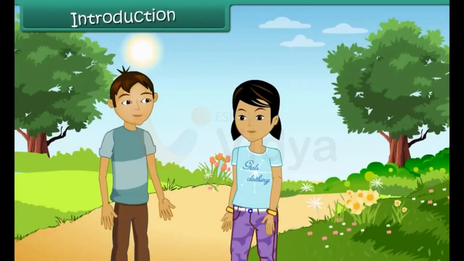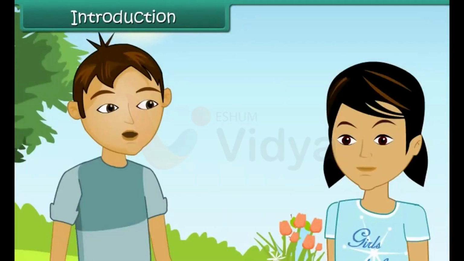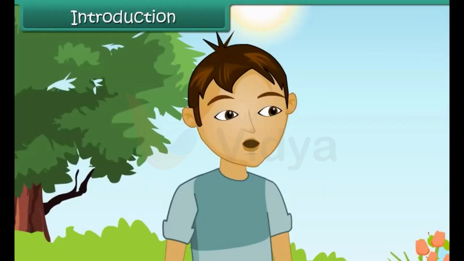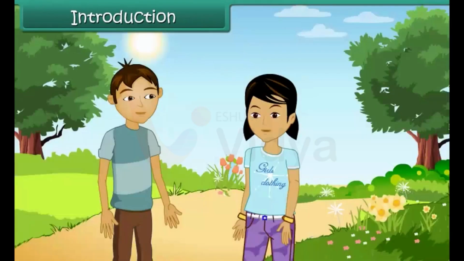Introduction. Come Rahul, let's play a game. Which game are we going to play? We are going to play a game in which we will look at each other without blinking our eyes. Whoever blinks first will be the loser. Ruchika, I'm sure that I will win. Wow, you are so confident.